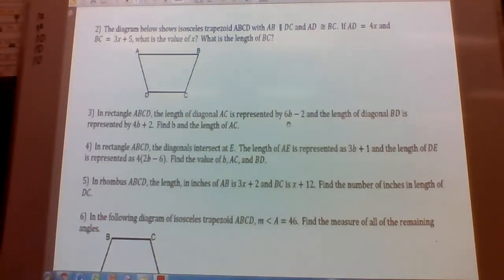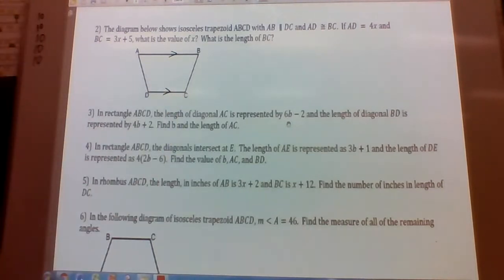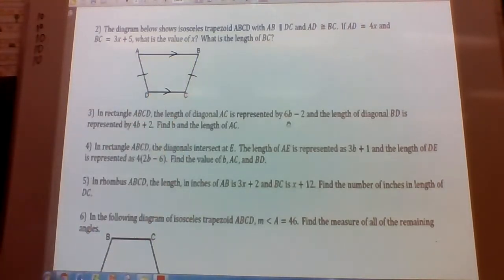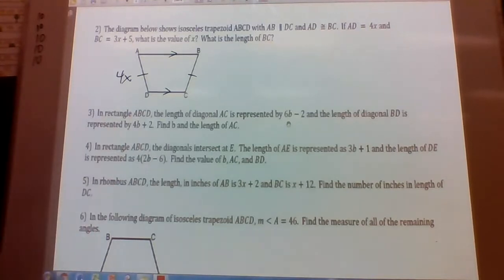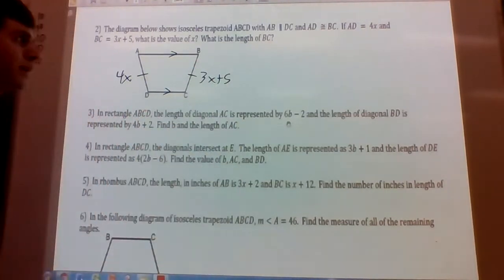The diagram below shows isosceles trapezoid ABCD with AB parallel to DC. So we'll put the arrows in to signify that they're parallel, and AD is congruent to BC. Legs in an isosceles trapezoid are congruent. If AD is 4x and BC is 3x plus 5, what is the value of x? What is the length of BC?